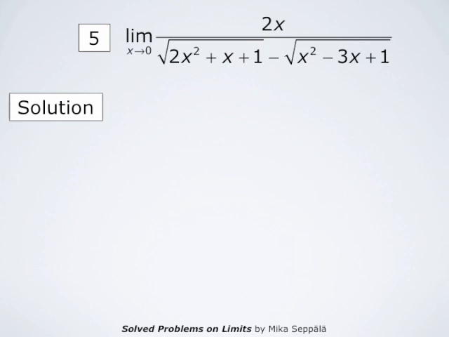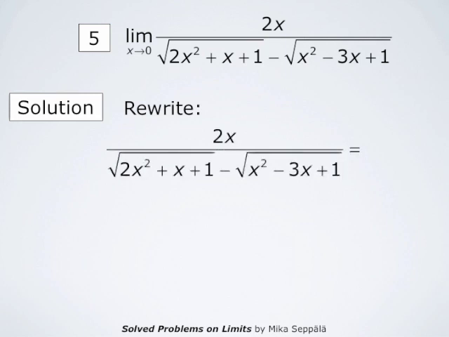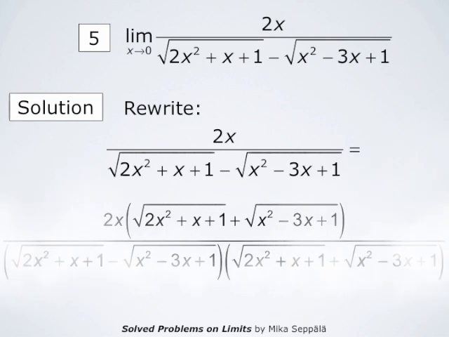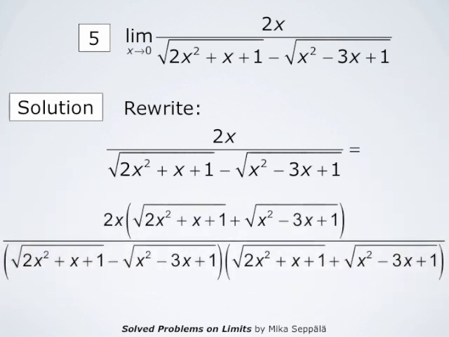Here, the solution is to perform a rewriting in which we multiply and divide the whole expression by the conjugate of the square root expression. So this 2x divided by square root of 2x squared plus x plus 1 minus square root of x squared minus 3x plus 1 becomes 2x times the sum of the square roots, and that divided by the product of the difference of the square roots and the sum of the square roots. Rather long expression. Simplification happens, however.